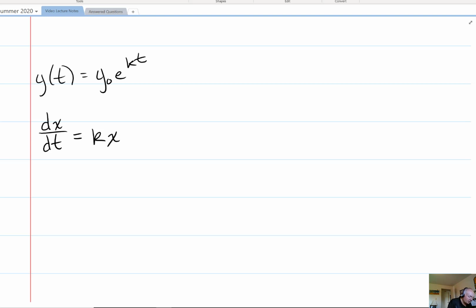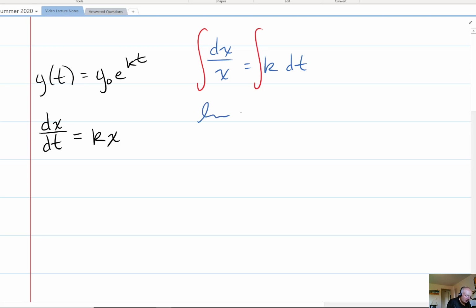This is a separable differential equation, right? We can solve this by separating the x's and the t's. So we end up with dx over x equals k times dt. And if we go through the procedure of solving this for x, we get ln of x. Normally that'd be the absolute value of x, but again, x represents the population size, so we're only interested in x being positive. Negative populations don't make any sense. So we don't have to worry about the absolute value, and this equals kt plus our constant.